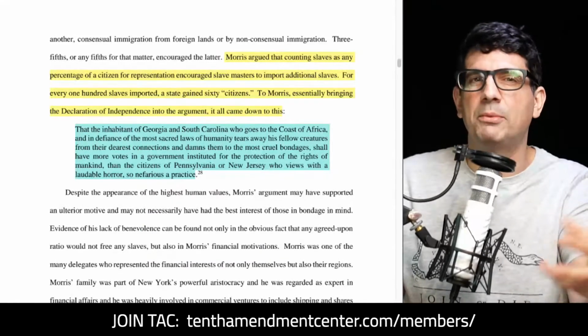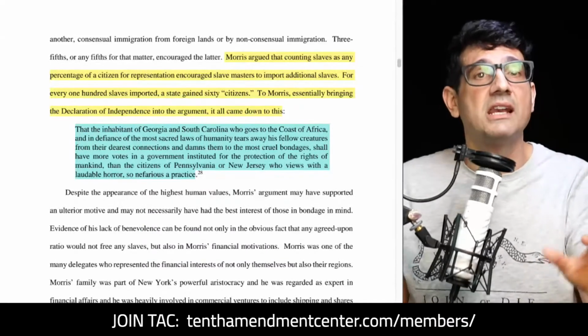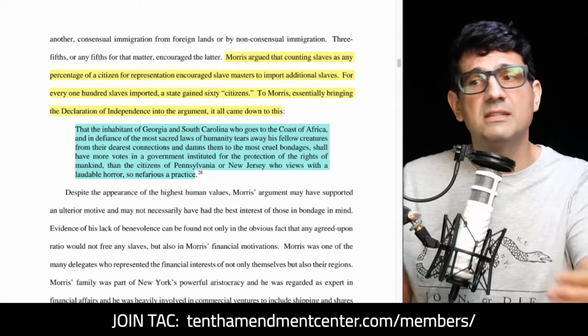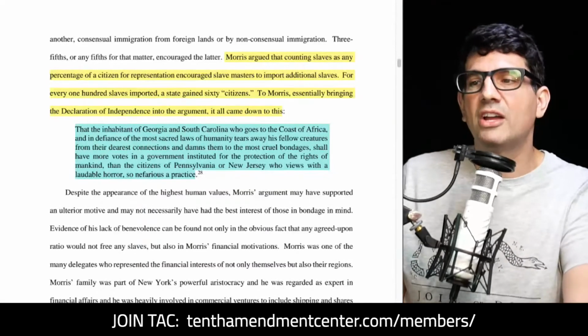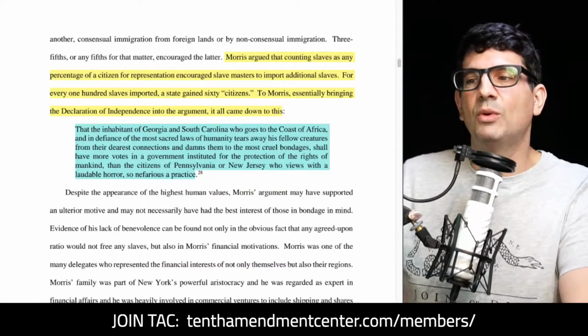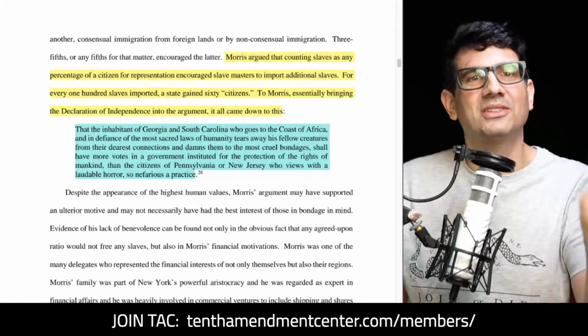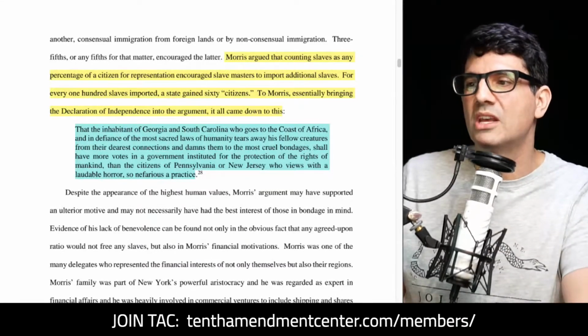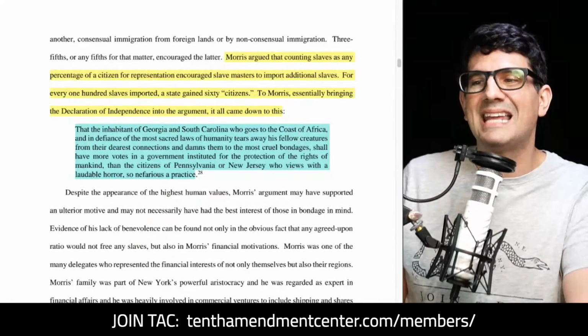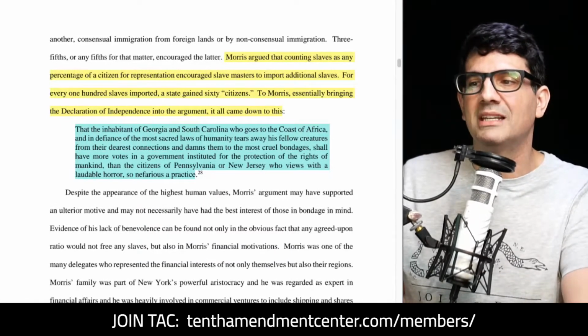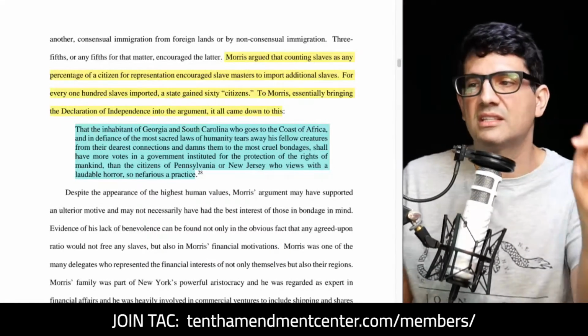I don't know how many people would actually have done that, but if you're thinking about incentives, this makes sense to me. For every 100 slaves imported, a state would gain 60 so-called citizens. I like how Michael put that in quotes. To Morris, essentially bringing the Declaration of Independence into the argument, it all came down to this. And this is how Morris put it.